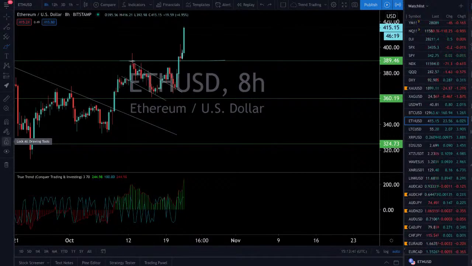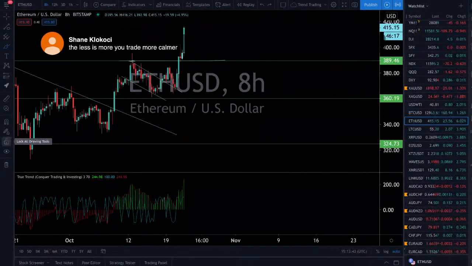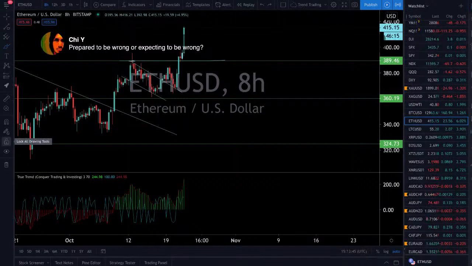The less you trade, the calmer you are. Look at these two: prepared to be wrong or expectation to be wrong. Just be comfortable with being wrong, right? As a trader, you should be very comfortable with being wrong. By the way, being wrong almost half the time is a high percentage, right?